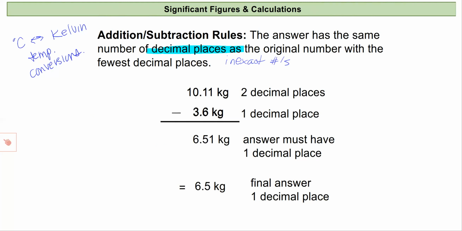So if I measure 10.11 kilograms and I need to subtract a measured value of 3.6 kilograms, I have one decimal place in my 3.6 number. So I'll carry out my complete subtraction calculation and I get something like 6.51. But I need to report just one decimal place. So I'm going to drop that 1 and report just 6.5. Now, since this 1 was less than 5, I'm going to keep this 5 the same and I won't round it up. So it's just 6.5 kilograms for my final answer, reporting to the least number of decimal places.